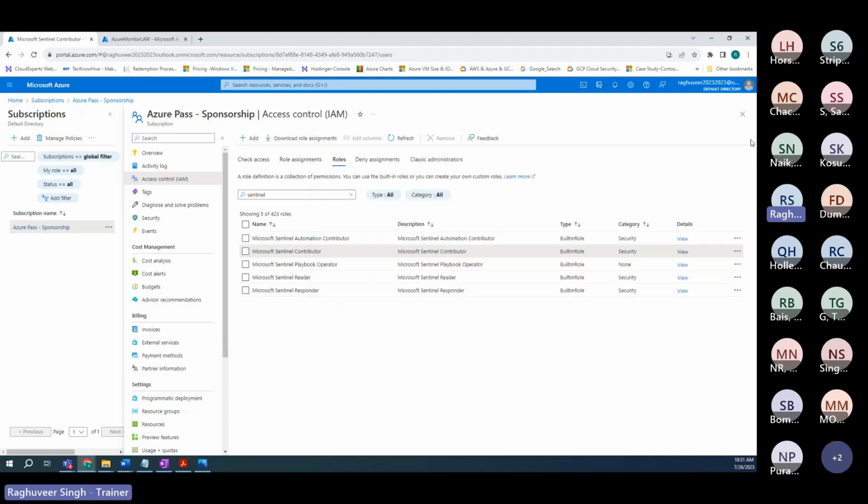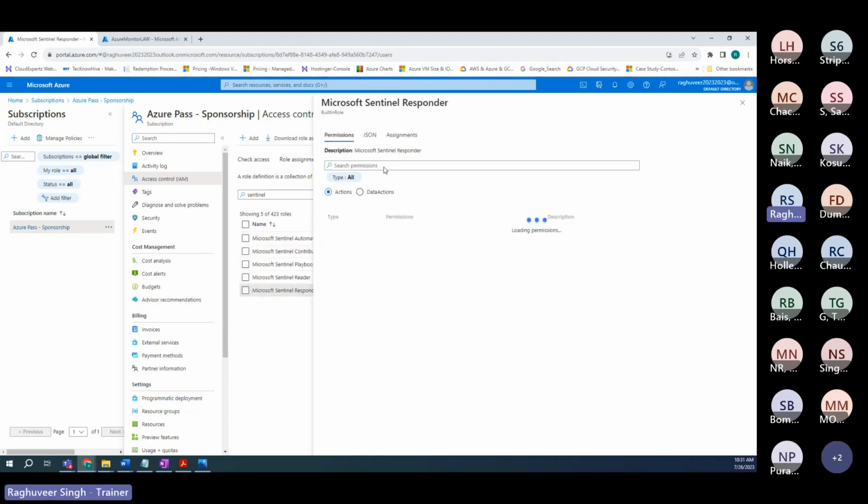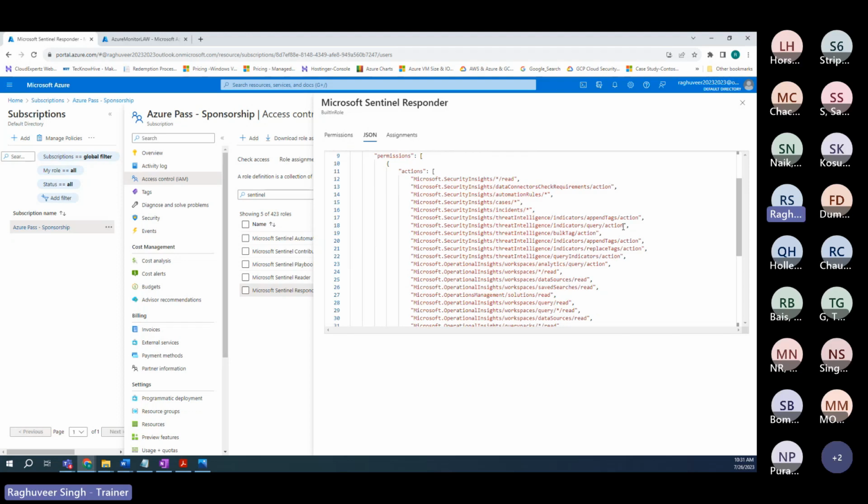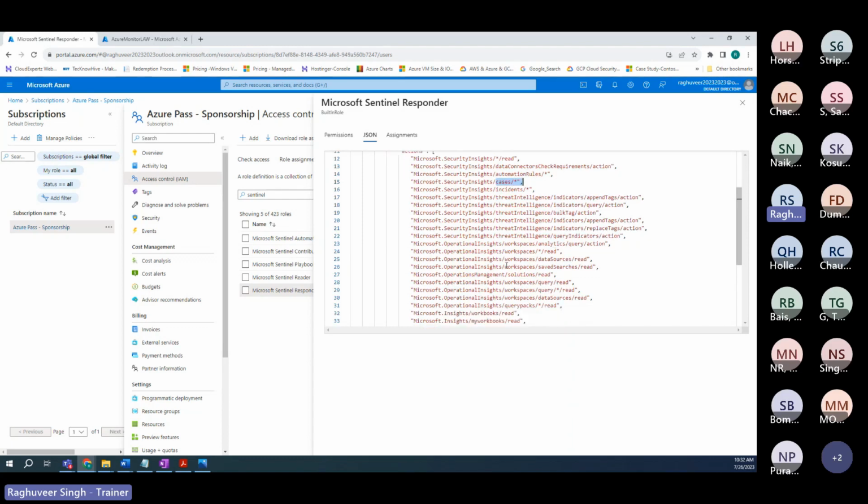But if you go to the responder and look at the JSON of responder, you will not find stars there. You will find specific capability written. Now you can see you will not have more stars here. Since it is a responder, definitely the person has all the capability to manage the incidents. So star, which means changing the priority of the incident, changing the type of incident, stage of incident, doing everything with respect to the cases, but not all the actions.